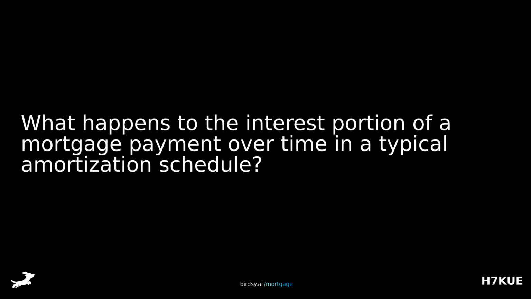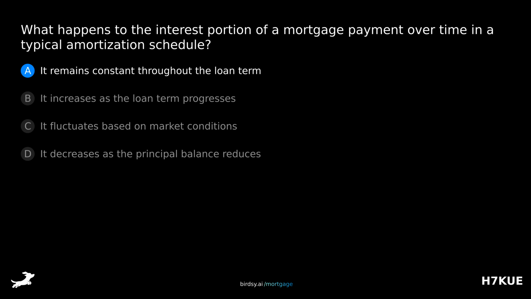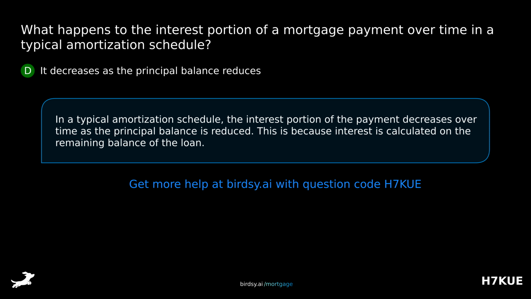What happens to the interest portion of a mortgage payment over time in a typical amortization schedule? Is it A, it remains constant throughout the loan term, B, it increases as the loan term progresses, C, it fluctuates based on market conditions, or D, it decreases as the principal balance reduces? The answer is D, it decreases as the principal balance reduces. In a typical amortization schedule, the interest portion of the payment decreases over time as the principal balance is reduced. This is because interest is calculated on the remaining balance of the loan.